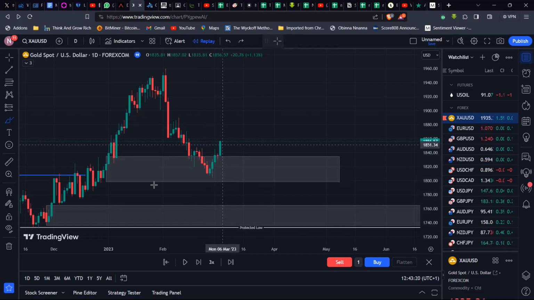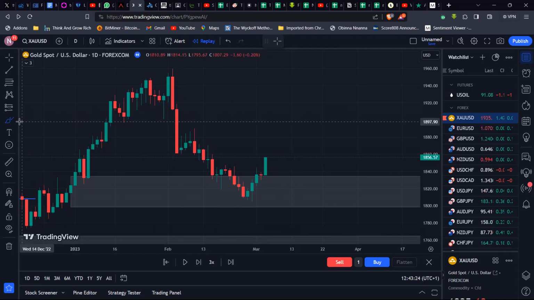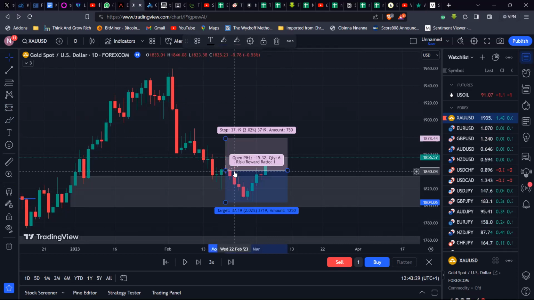Depending on what you trade, let's say you trade a pin bar or stuff like that. In this particular instance, there was a pin bar here. So let's say at this point, you took a trade to be a buy.